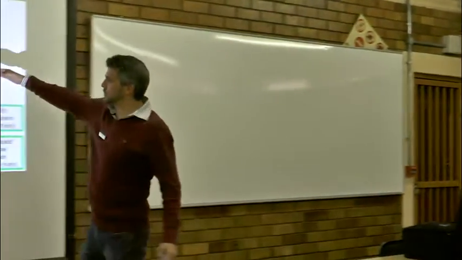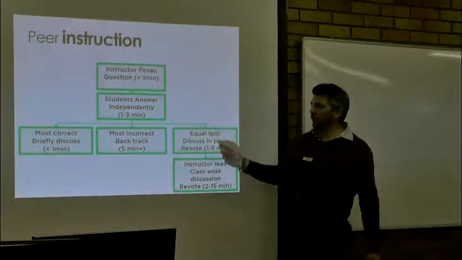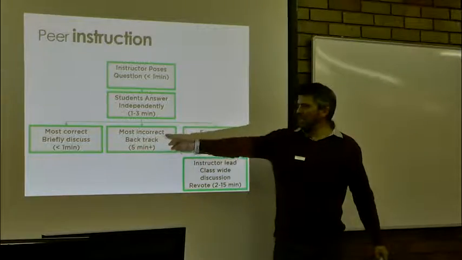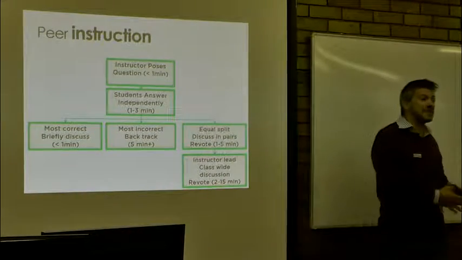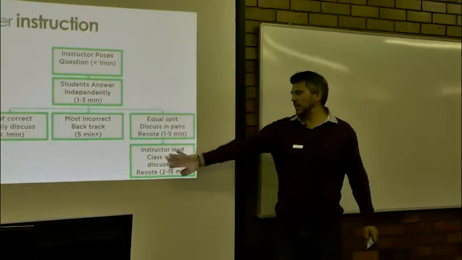So an instructor poses a question, students answer independently, then you have 1 of 3 scenarios. Mostly correct, move on. Mostly incorrect, backtrack, go and reteach. Or equal split, discuss in pairs, and then re-vote, and then you can actually have.